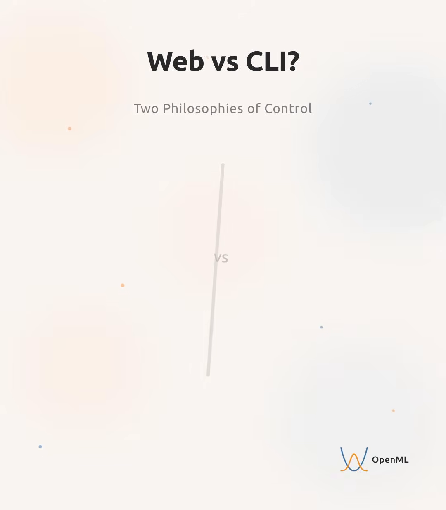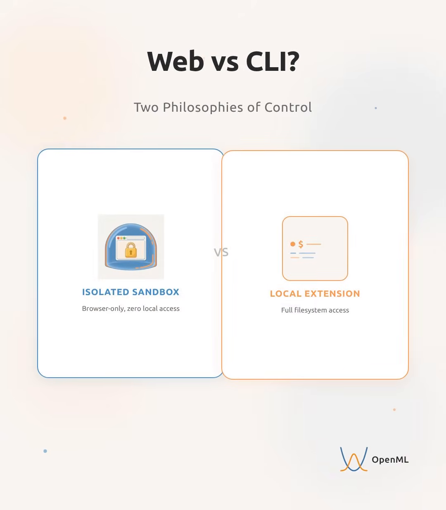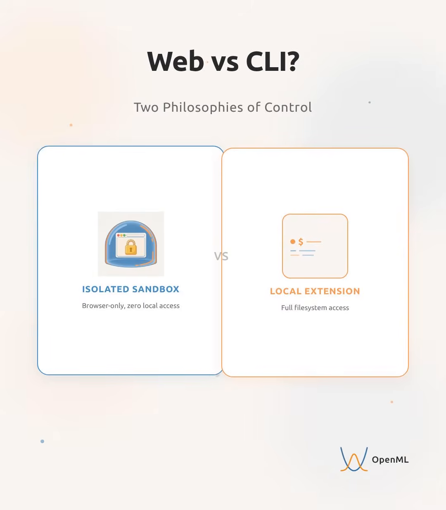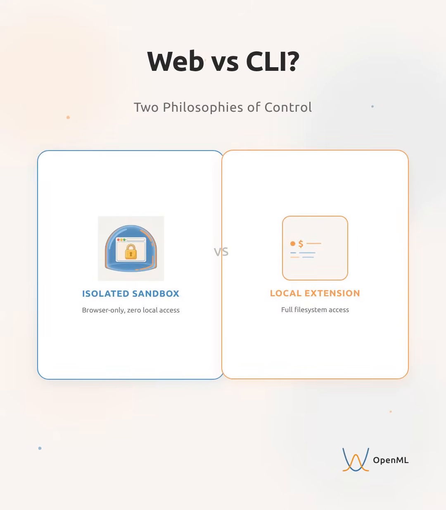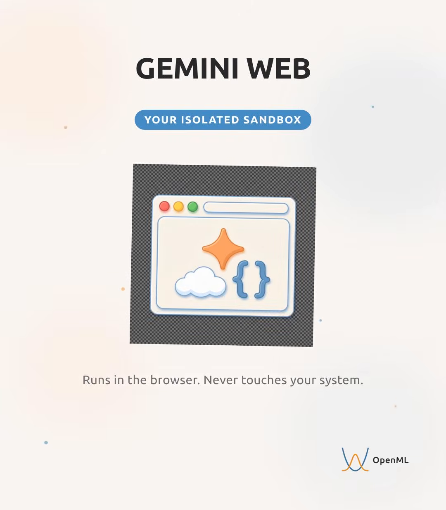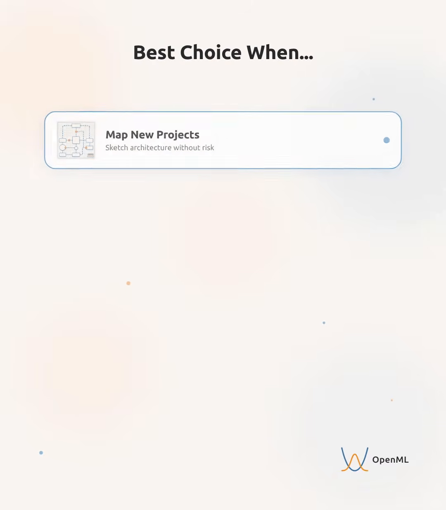Deciding between the Gemini web interface and the Gemini CLI comes down to how we prefer to govern our development environment. Each tool offers a different way to maintain control over our workflow, depending on whether we want an isolated sandbox or a direct, active extension of our local system.